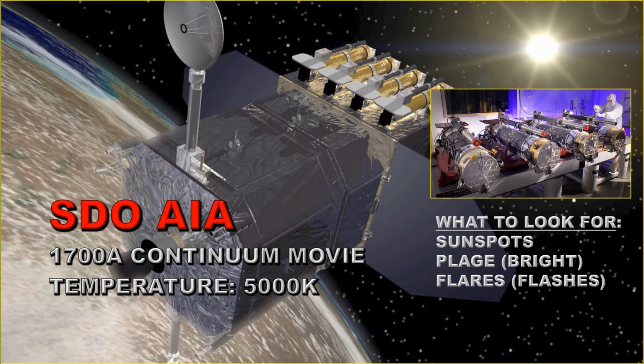You can see here the sunspots clearly, and the plage are the bright areas, but also the flares show up as little brightenings within those regions, so you can see where the flares are occurring with respect to those sunspots.